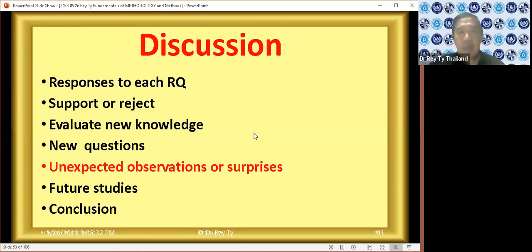Okay, so in the discussion part of the paper, you respond to each research question, you support or reject and evaluate. Maybe you come up with new questions for further research. What is more important is you're not proving your point. Rather, you show that maybe your point was partly the truth or you were totally wrong. That's an excellent paper. If it's only linear, you're only proving what you already concluded to begin with, it's not a research paper. Surprises are good.